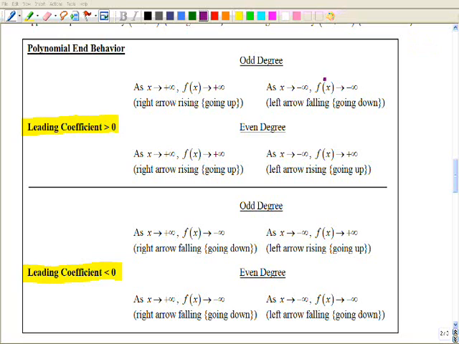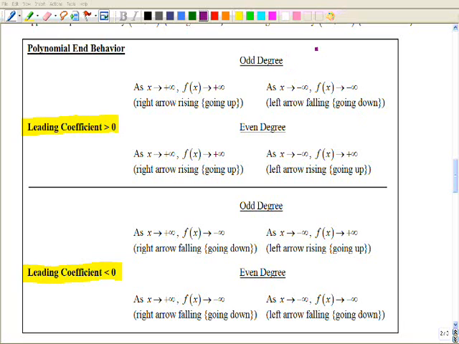Okay, so let's take a look at this first half of the table, the top part. We are looking at a leading coefficient that is positive. So this is a positive polynomial. The bottom part is for a negative leading coefficient. So when we have a leading coefficient that is positive, if we have an odd degree, as x is approaching positive infinity, the y values are approaching positive infinity. The right arrow is going up, or it's rising. And as x is approaching negative infinity, the y values are also approaching negative infinity. The left arrow is going to be falling or going down.